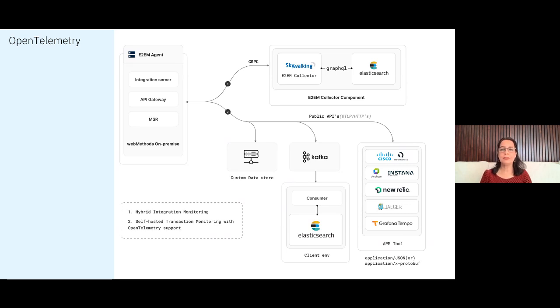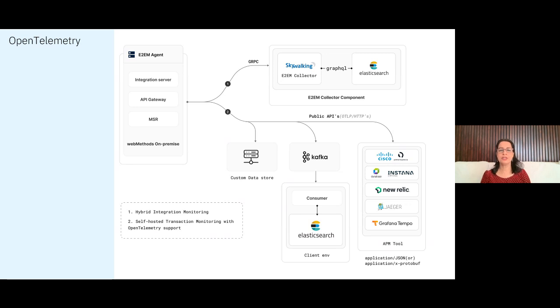This is a sample diagram of hybrid integration monitoring and self-hosted transaction monitoring with the OpenTelemetry support. We've added this into the 11.1 release. Some of you might already be familiar with end-to-end monitoring, but basically it supports monitoring of transactions originating in self-hosted products such as webMethods Integration Server and webMethods API Gateway, and also supports monitoring of hybrid integration transactions as well. And what do we mean by hybrid integration transaction?